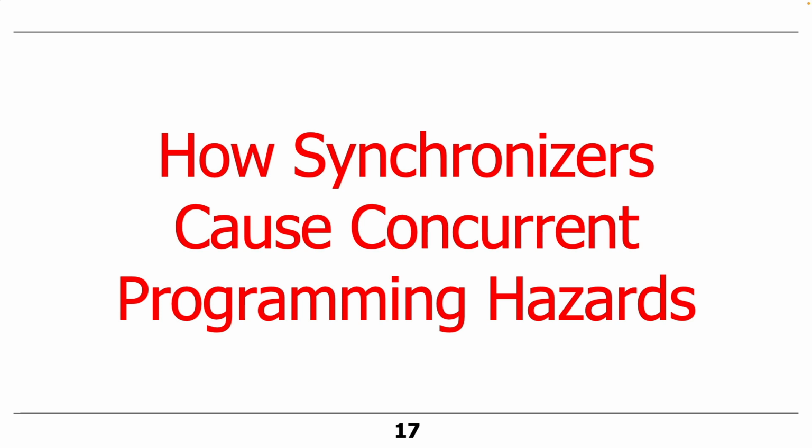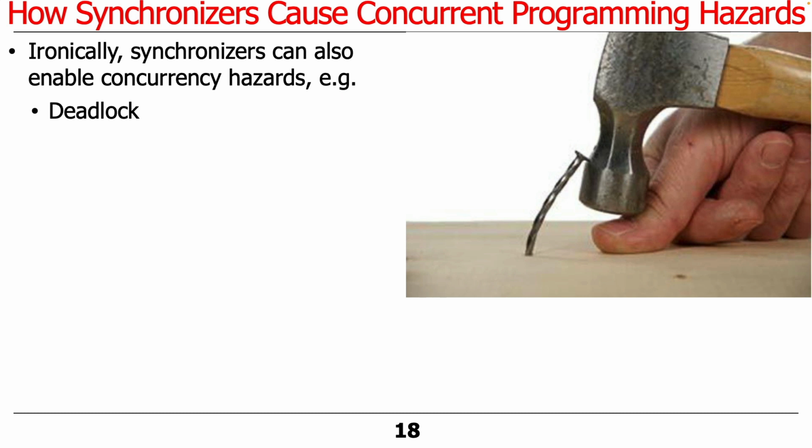Let's talk about programming hazards that can be caused by synchronizers. So this is a kind of a funny one. Ironically, synchronizers can actually cause concurrency hazards. We just saw how synchronizers can remove concurrency hazards caused by not synchronizing, but you can also have problems that occur when the synchronizers are used improperly.